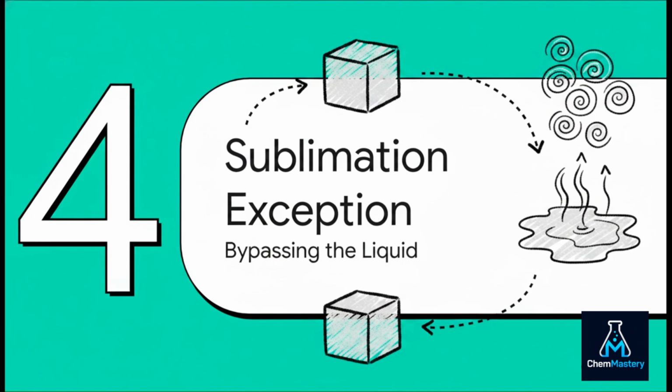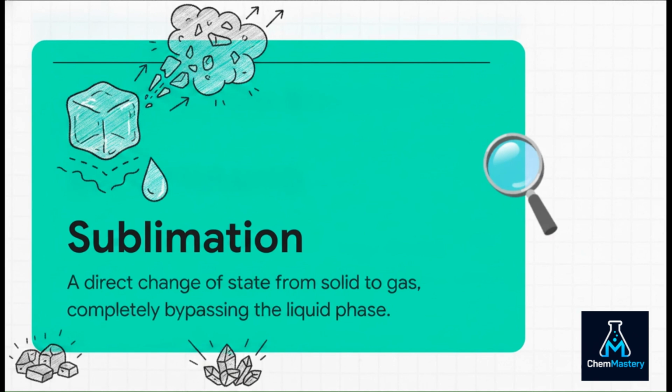All right, part 4, the sublimation exception. Let's talk about bypassing the liquid phase altogether. So, we've learned the rules, but nature absolutely loves an exception. A few solids completely ignore the liquid phase when they heat up. Instead of melting, they just jump straight from being a solid into a gas. It's a really fascinating process called sublimation. The liquid phase is just entirely bypassed.